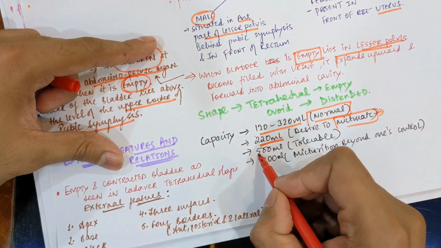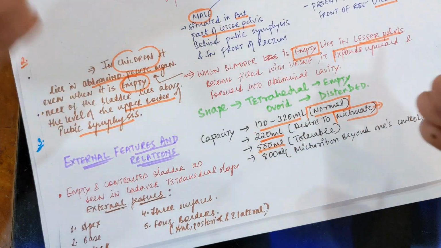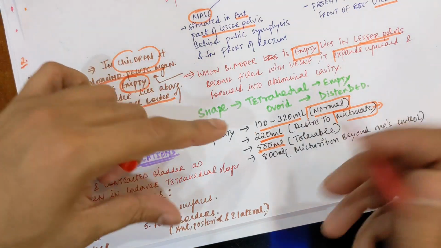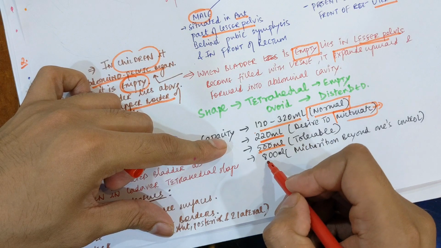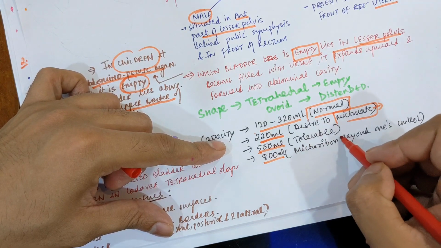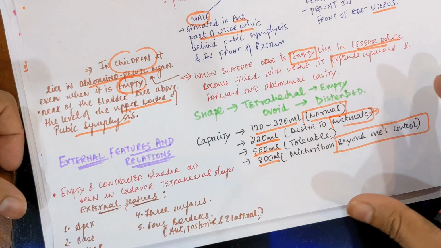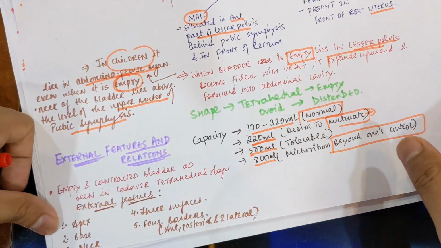Now the tolerable range is 500 ml, meaning you can voluntarily control urination or micturition, but if the level goes above this 500 ml, up to about 800 ml, then it is beyond one's control. So it is not under our control when it exceeds 800 ml.